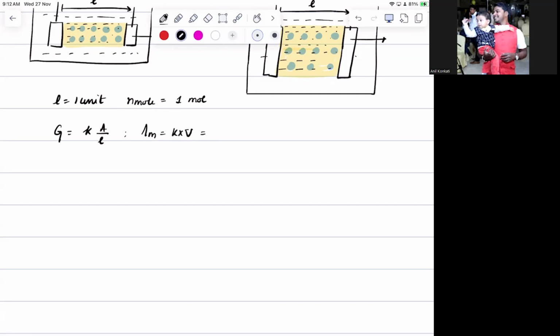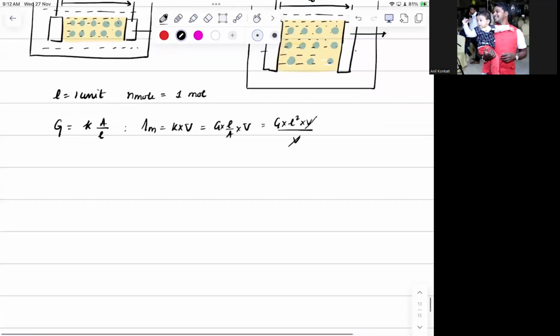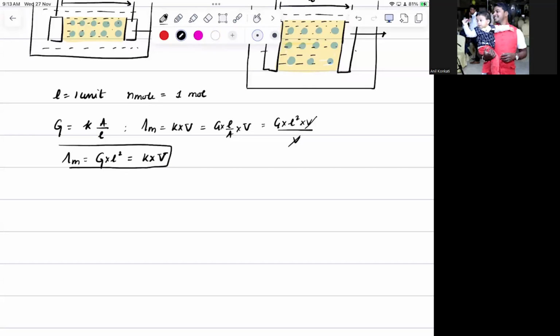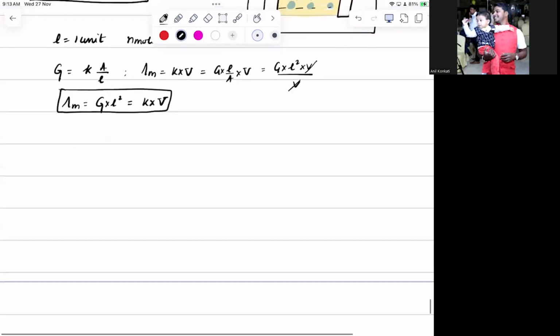What is kappa here? Kappa can be written as G into L by A, G into L by A into V, correct? So that is equal to G into L square into V by V only. So this will get cancelled. Therefore, lambda M is equal to conductance into L square, that is equal to kappa into V. Since L is 1 unit, that will be same as the conductance. Understood? So this is an important formula, everybody: how lambda M is related with kappa as well as with conductance.